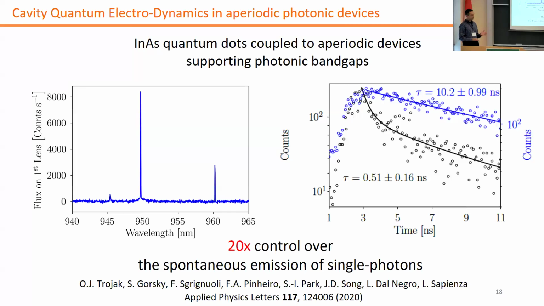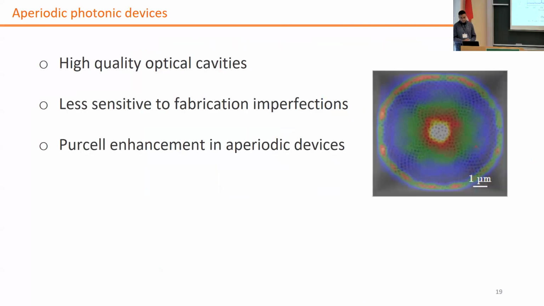What we observe is that if we pick an emission wavelength which is in the band gap, we can measure lifetimes up to 10 nanoseconds. So we are slowing down the emission process because we have reduced the density of optical states. We can pick emission lines which are in areas where the density of optical states is increased, and we measure lifetimes down to 500 picoseconds. So what this shows is that our aperiodic photonic devices allow us to control the spontaneous emission dynamics of single photons.